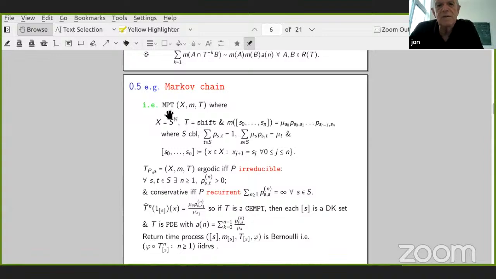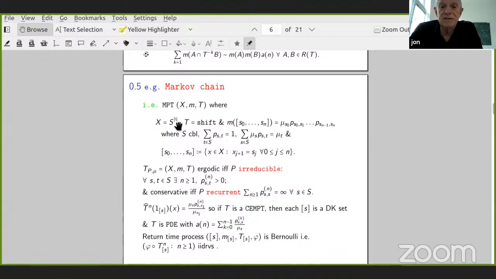If we look at the one-sided Markov chain, you take a countable set, the state space S, look at all one-sided sequences, look at the shift, and you take as a measure the Markov measure. So P is a stochastic matrix, and mu is an invariant distribution. It could have finite total sum or infinite total sum. You call P irreducible if from every S and T you can go in some time from S to T with positive probability. That's irreducible. And this is going to be ergodic if and only if P is irreducible.